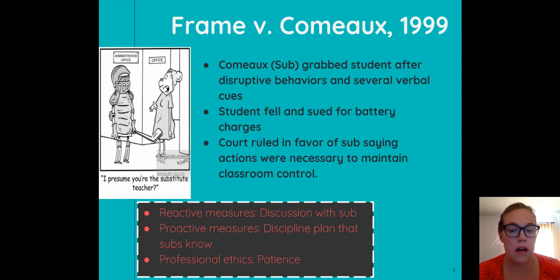Professional ethics, I think, would be patience. There needs to be patience when dealing with disruptive students and things like that. Patience from the administration in dealing with the substitute not knowing what to do. And I think patience solves some of those miscommunication errors and helps that sub learn as well.